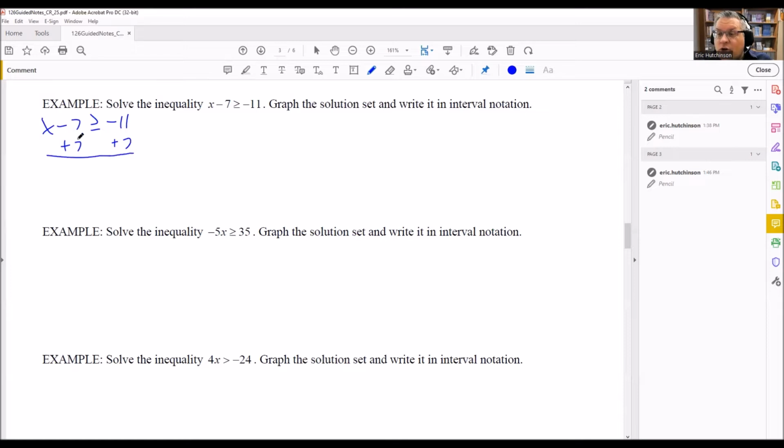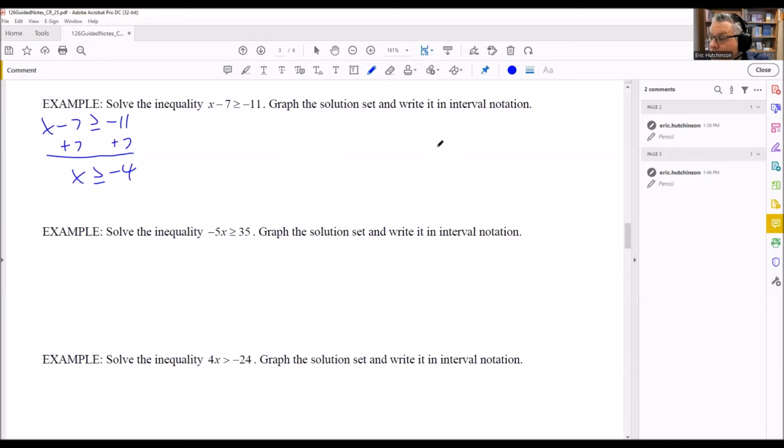In this case, I want to get rid of the -7 that's after the x. So I want to do the opposite operation by adding 7, and that way those will cancel out. This will give you x greater than or equal to -11 plus 7, which is -4. So I have x is greater than or equal to -4, and now I want to do the number line and then the interval notation.